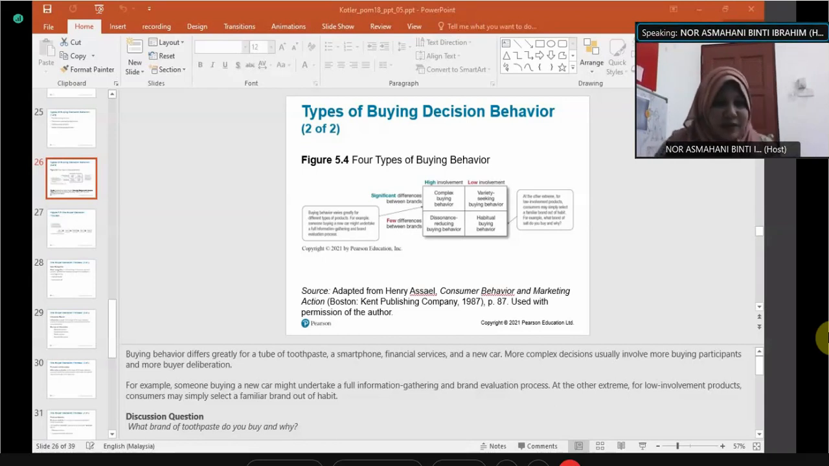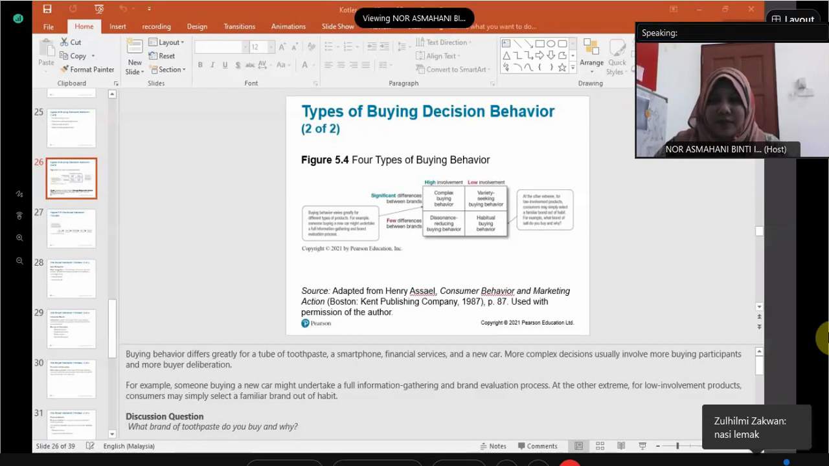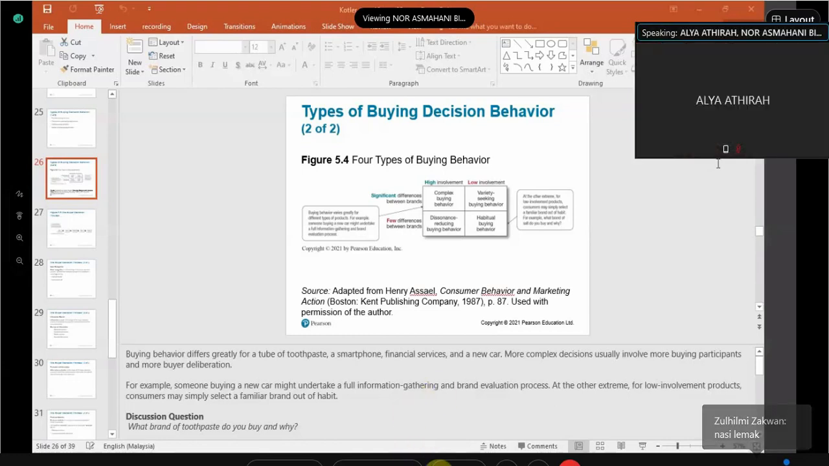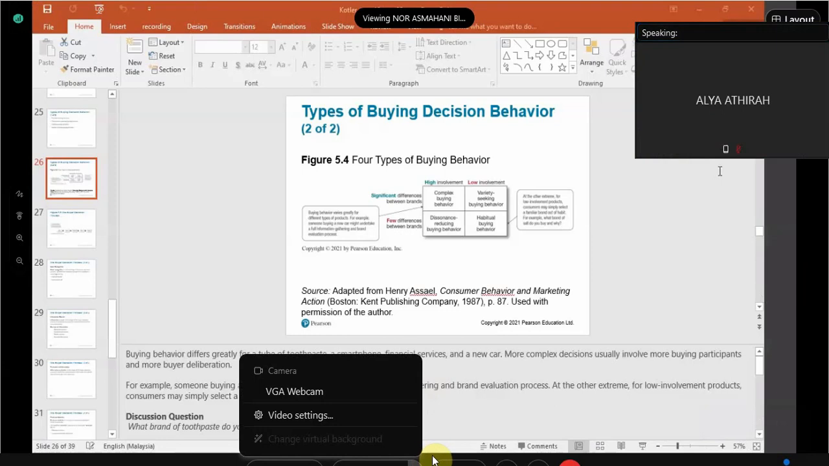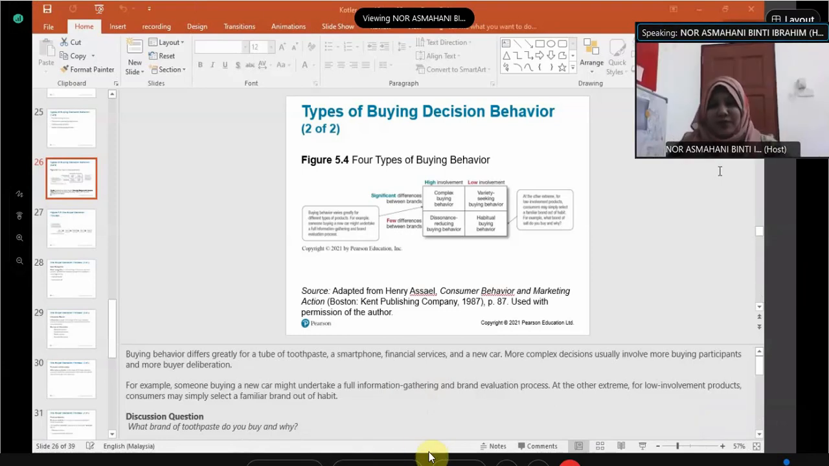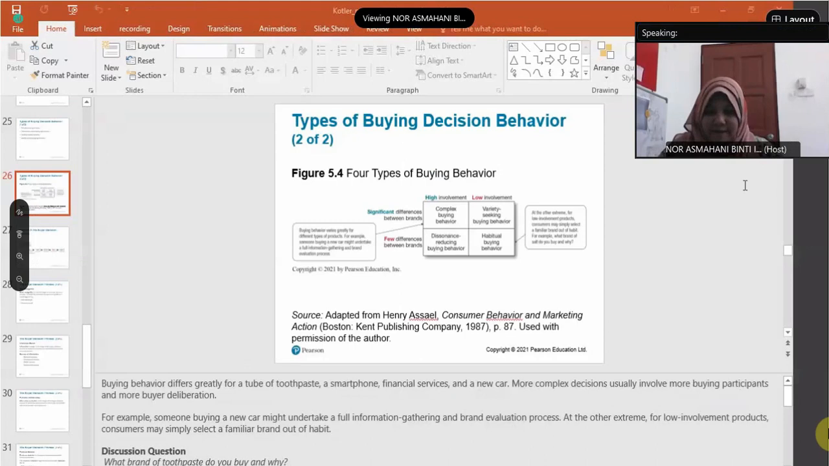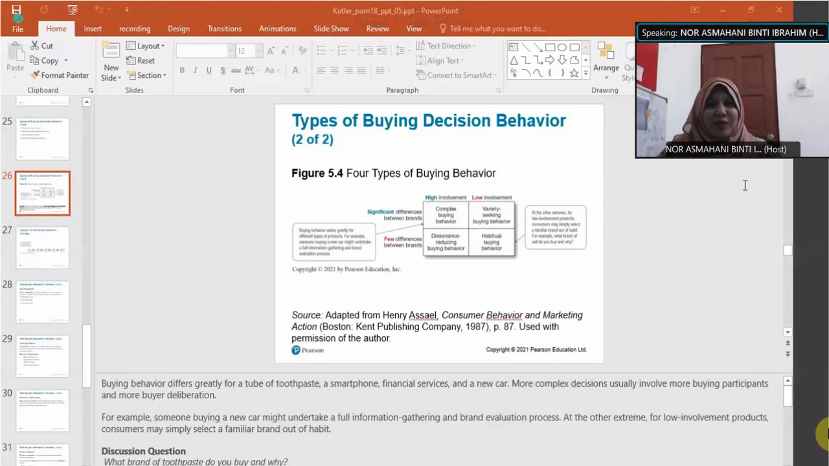Atira, are you here? Yes, madam. Can you give one product? It's become a habit to you, right? Habitual is a habit, which is you don't really go through, you don't think too much when you buy. Senang cerita, it's a habit. It becomes a habit to you. And in fact, you don't see any differences between brands in the market.